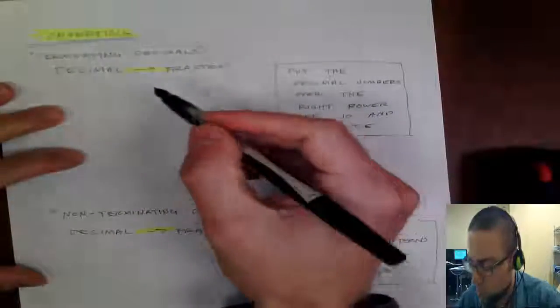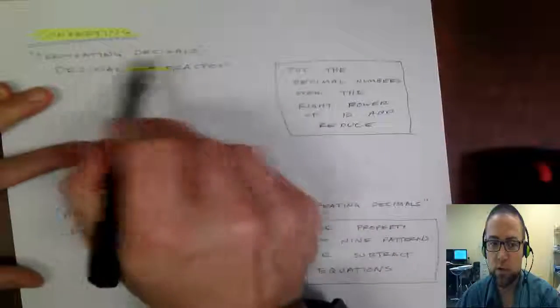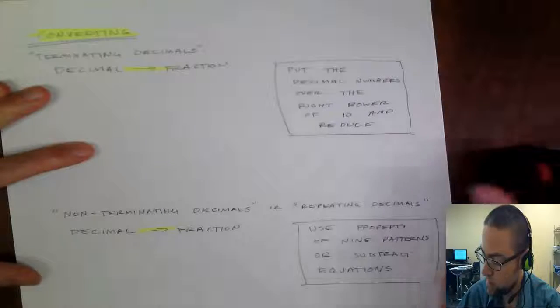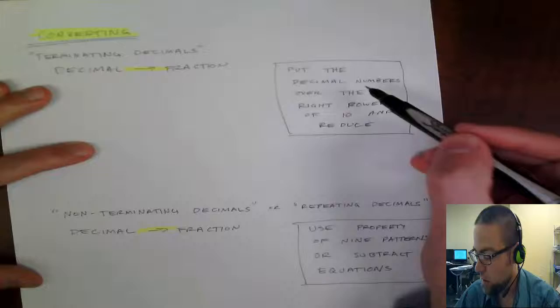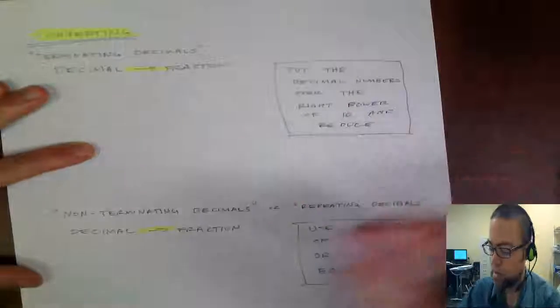Okay, now we're going to convert decimals, the type that are terminating decimals, to fractions. So the way that we do that is we just put the decimal number over the right power of 10 and reduce it.